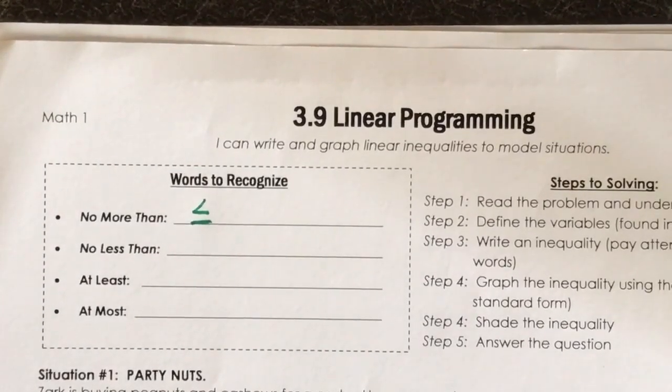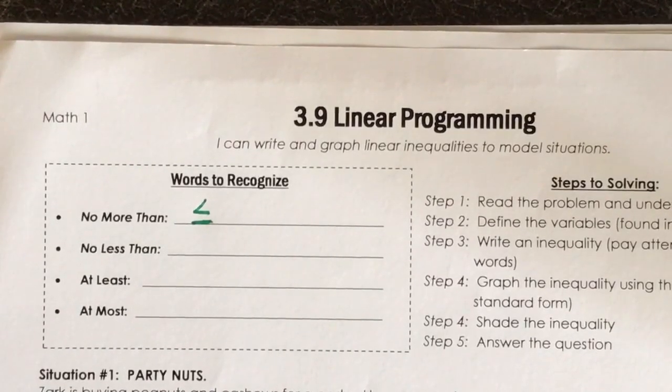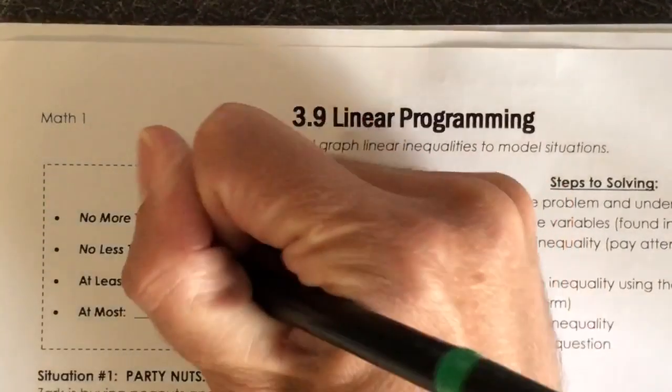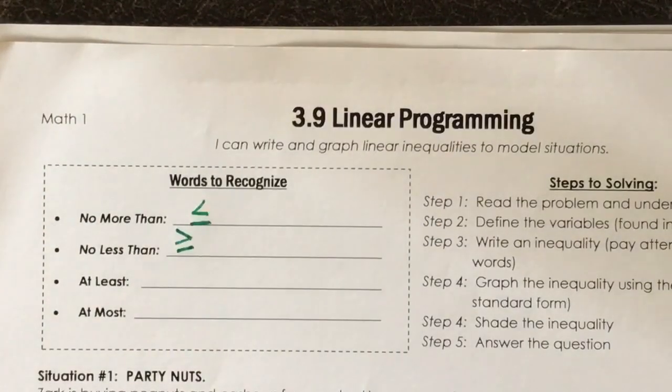No less than. So again, you can put it in a sentence. You must be no less than 16 years old to drive a car without an adult. So what that means is you can be 16 years or greater. So this is going to be a greater than or equal to symbol.